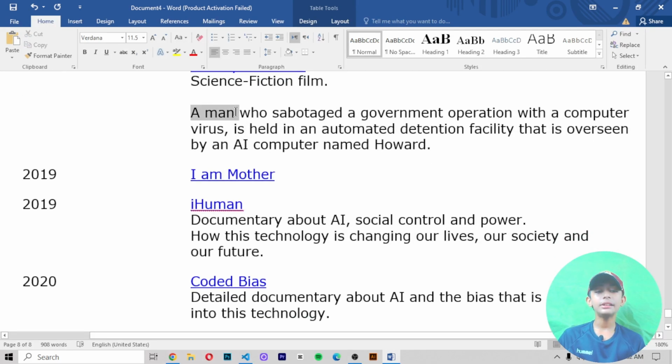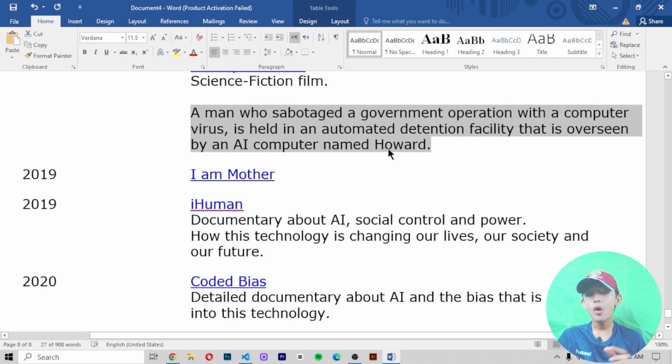In 2016, Infinity Chamber. This is a science fiction film. A man who studied a government operation with computer viruses is held in an automated facility that is overseen by an AI computer named Howard.